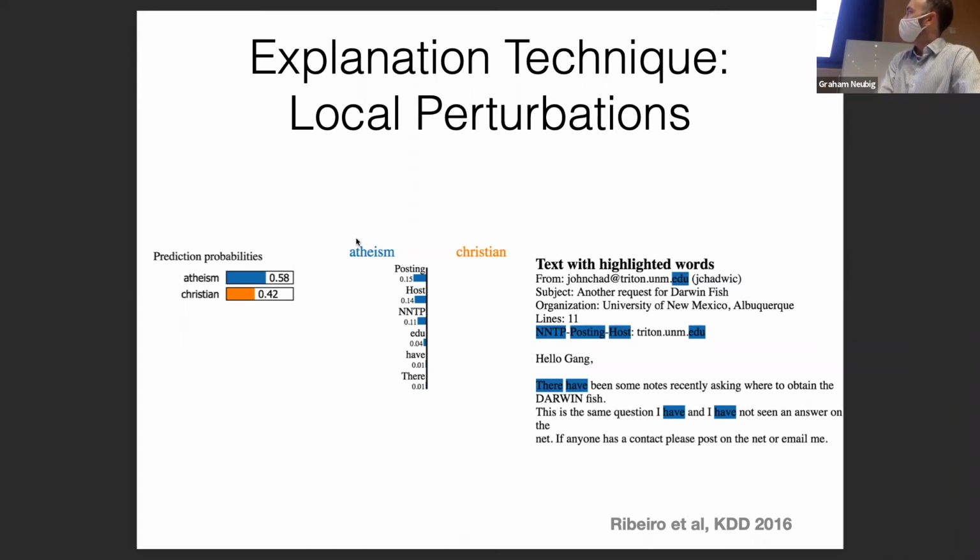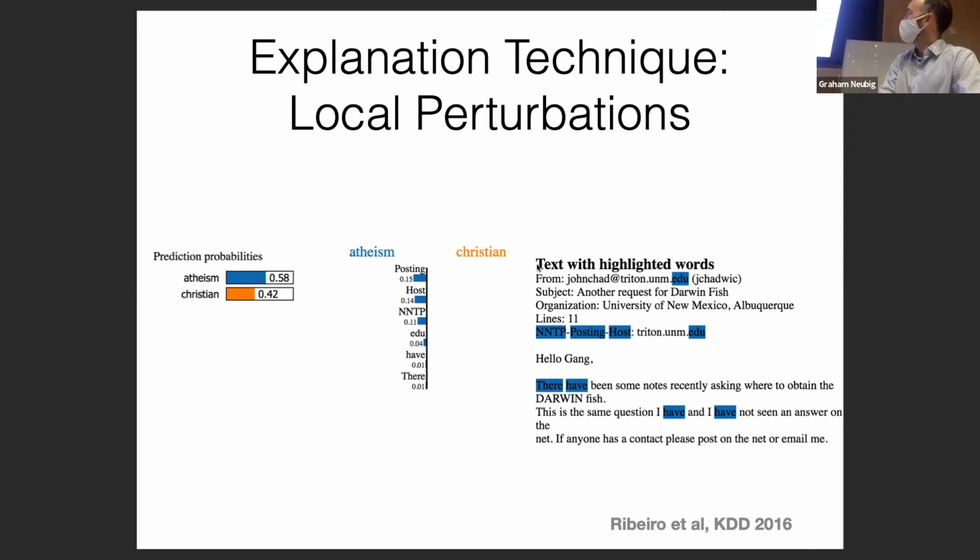So this is an example of a text classification task between atheism and Christianity from a news group. And this is the post. And then basically, atheism was predicted with a higher score. But what you do is you go in and perturb individual parts of the input and see how much this changes the model predictions. And once you've done this, the things that change the model prediction the most are the things that you expect the model to be using in making its predictions.